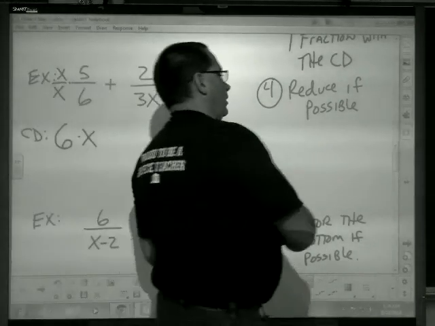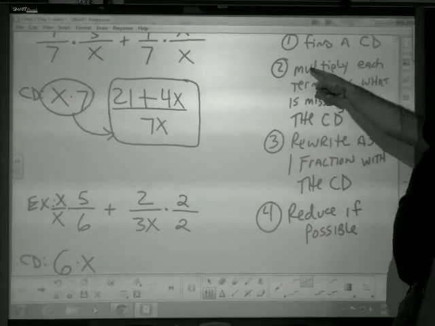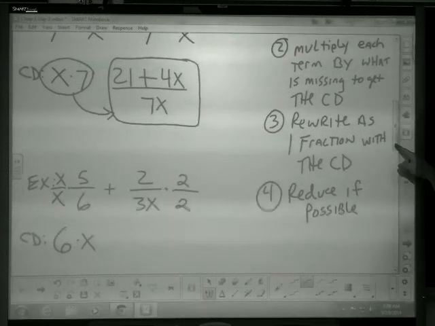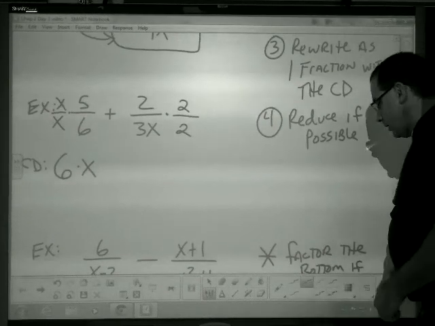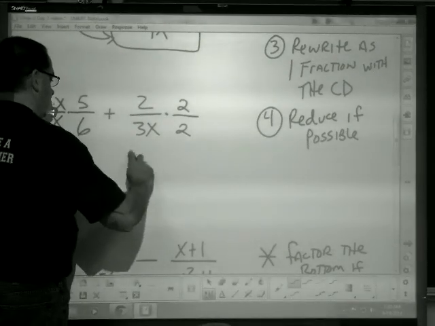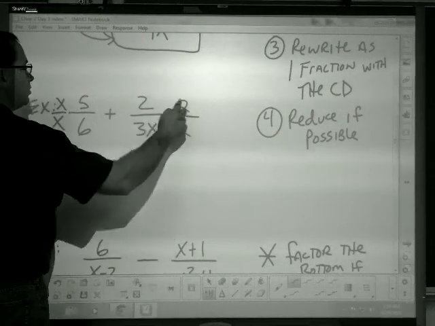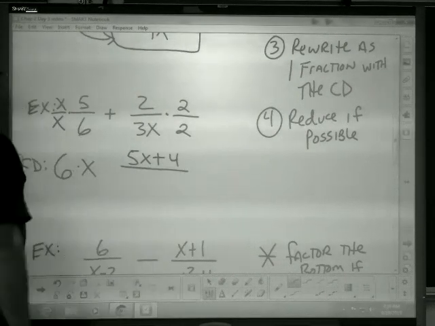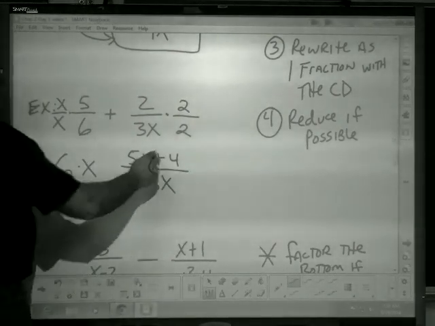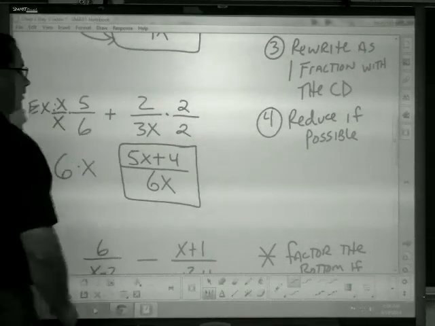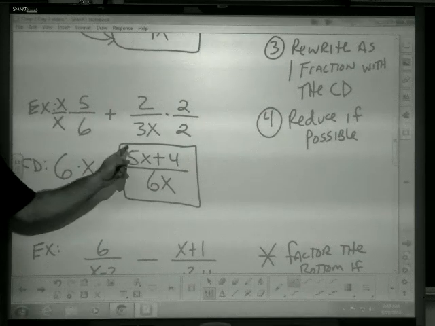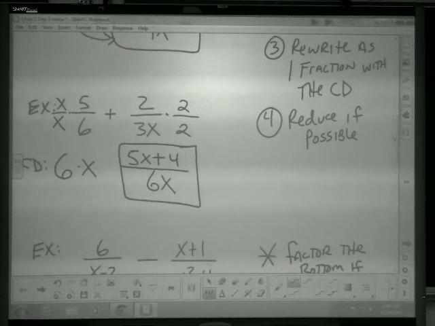Okay, so step 1 is done. Step 2 is done. Multiply each term by what's missing. Step 3, rewrite as one fraction. So now I have to do some multiplying and rewriting. So 5 times x, that's 5x, plus 2 times 2 is 4, all over 6x. So 5x plus 4 over 6x. I cannot factor anything out of the top, so therefore I cannot reduce. I can only reduce if I can factor.